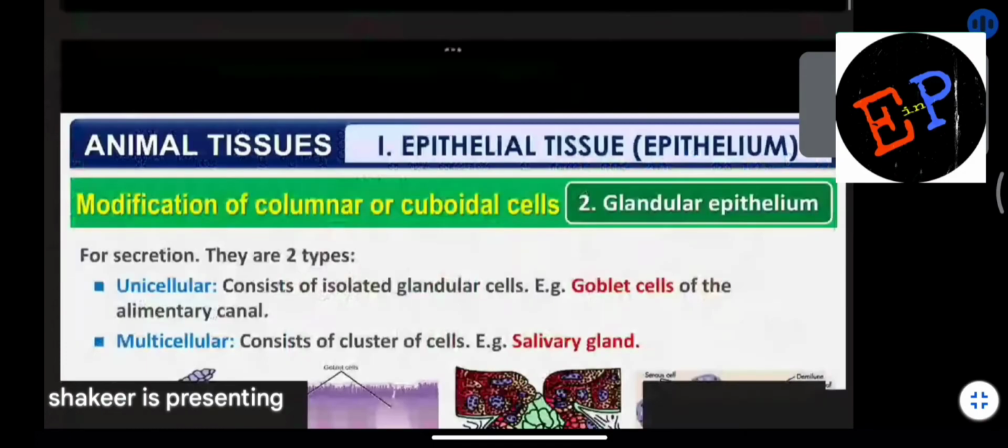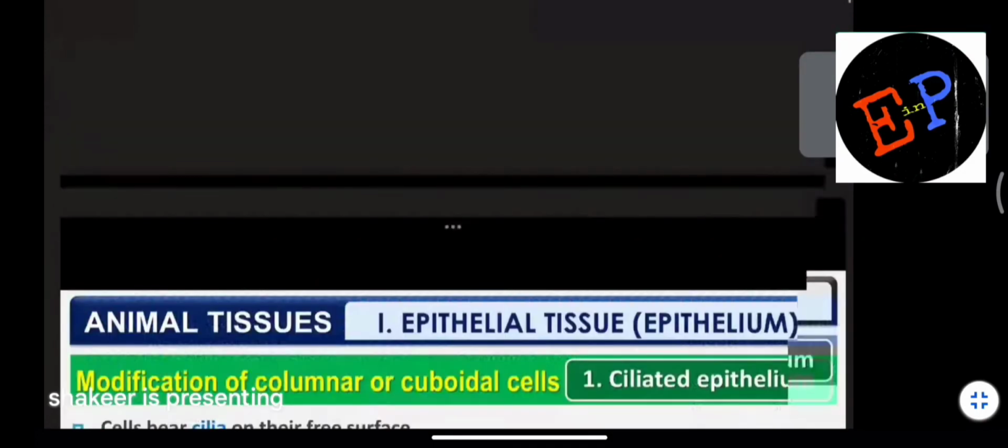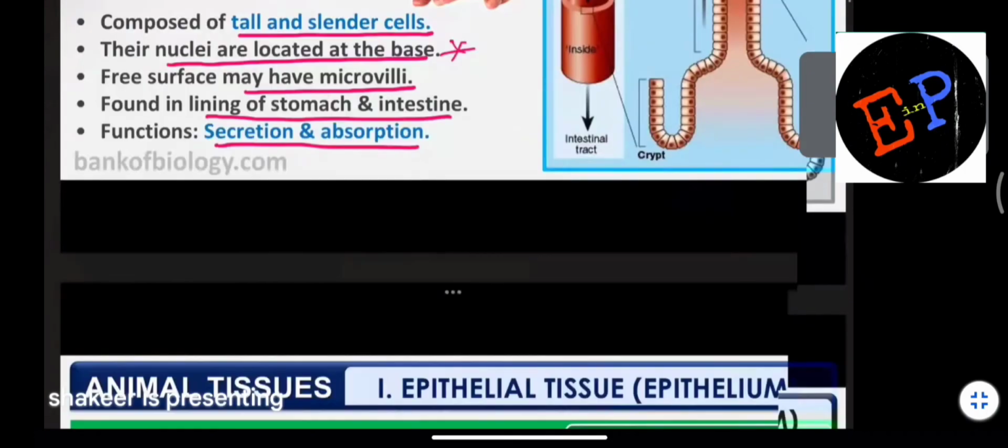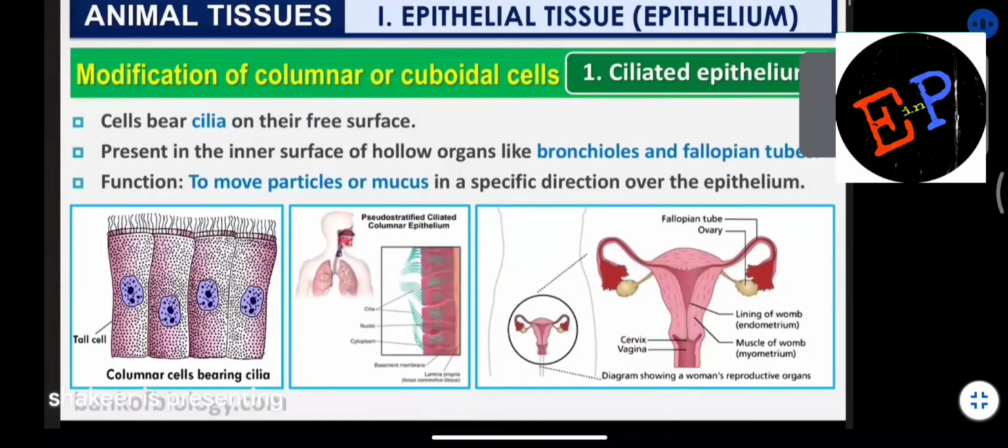I think somewhere he mentioned here. So that slide is missing. Ma? Are you able to understand?